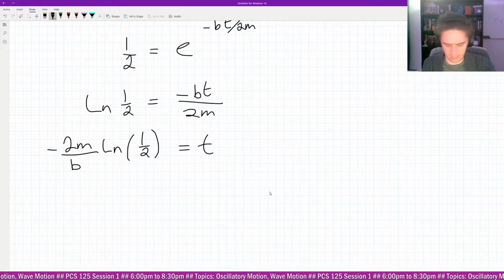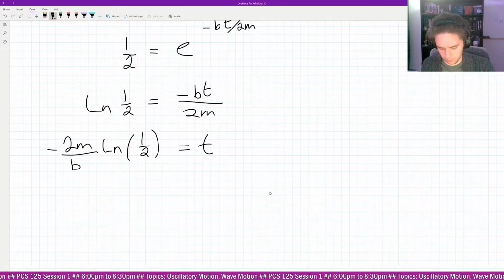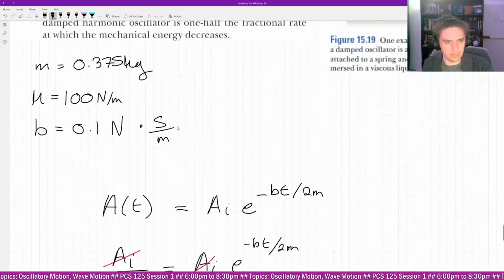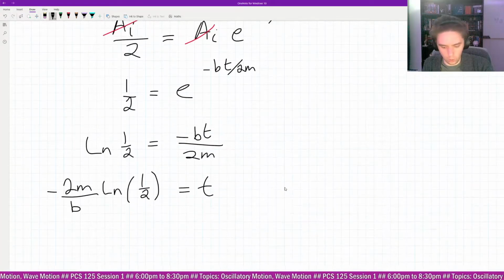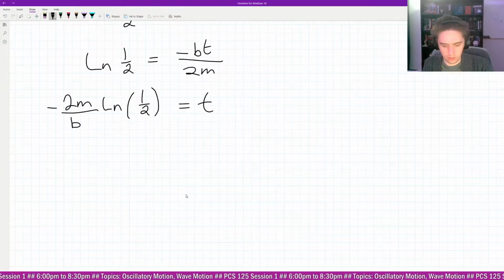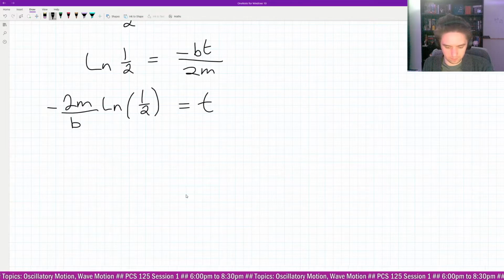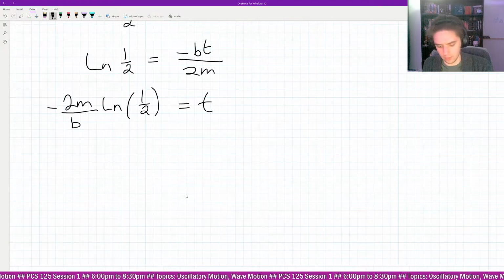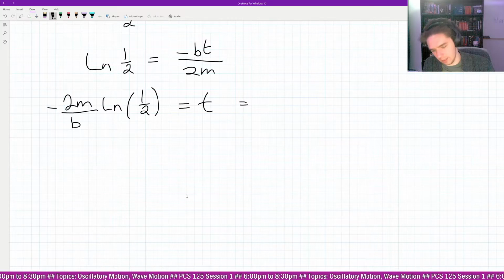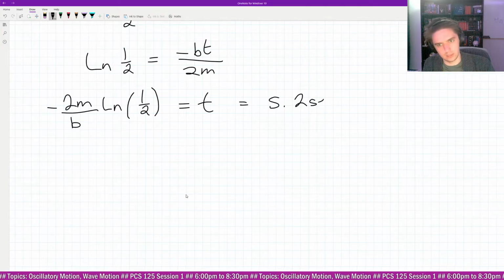Ln of 1/2 is negative, so it works out. So 2 times 0.375, that was the mass, over b, where b is 0.1, times ln of 1/2. I still got a negative number because I forgot a negative sign. So t comes out to be 5.2 seconds.